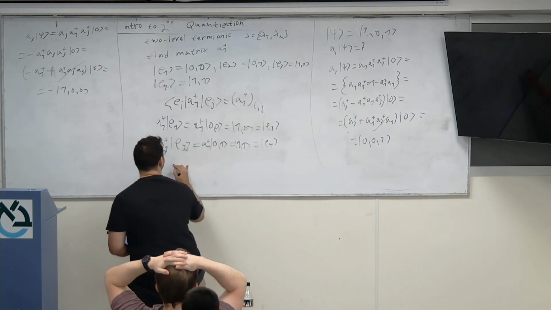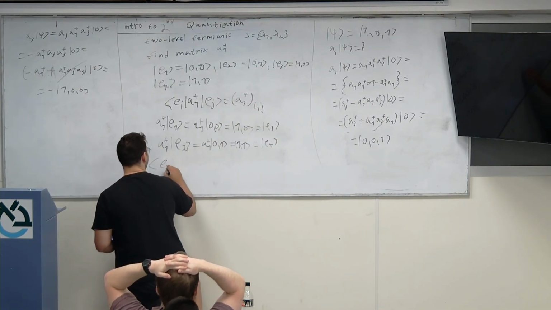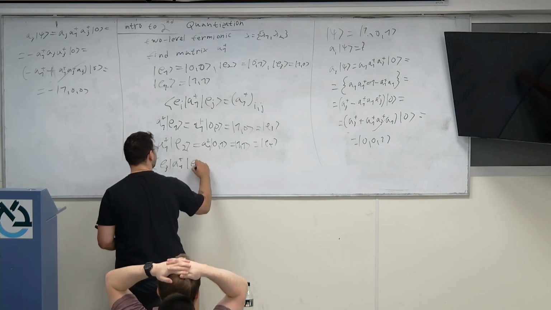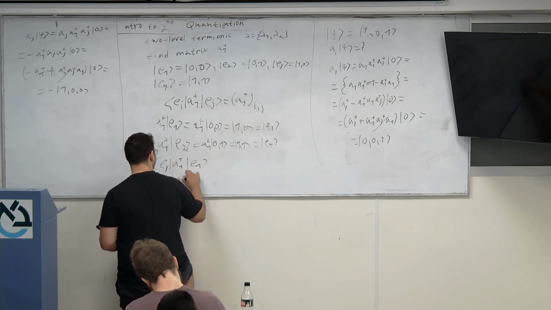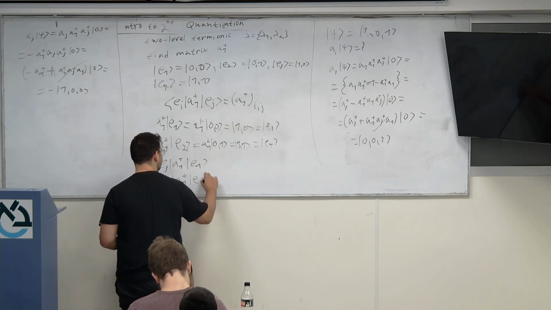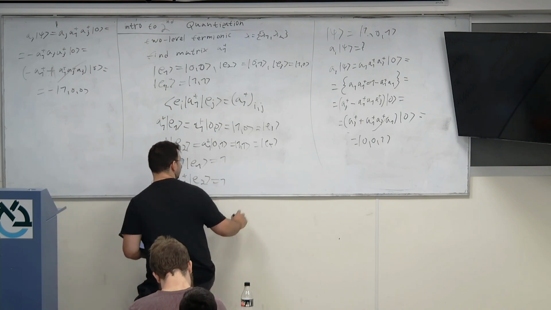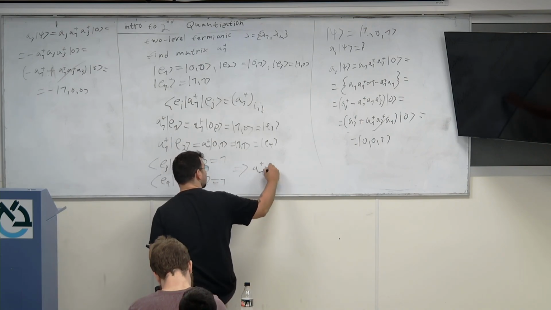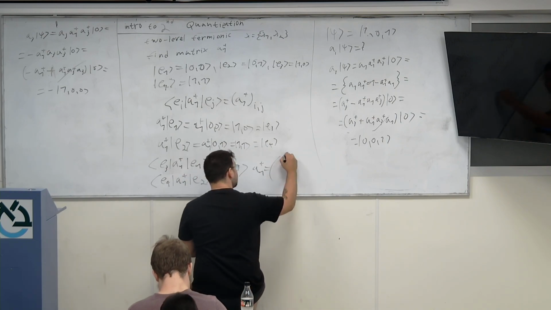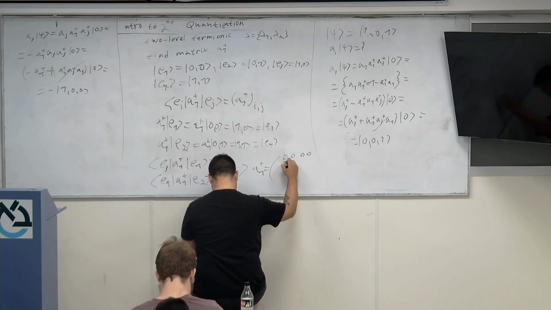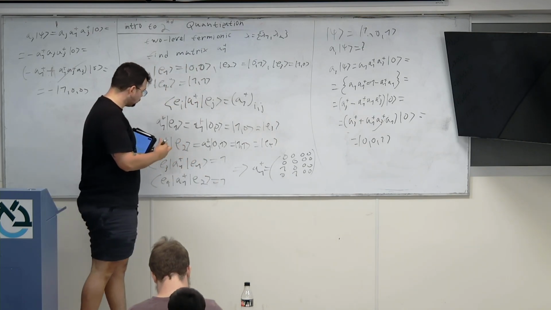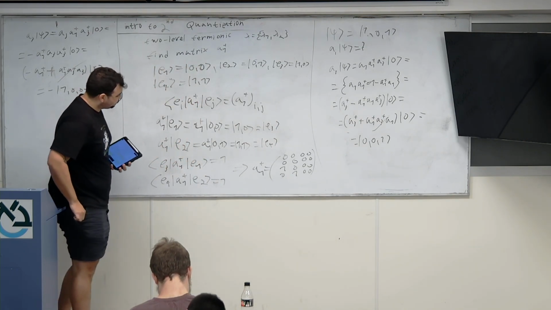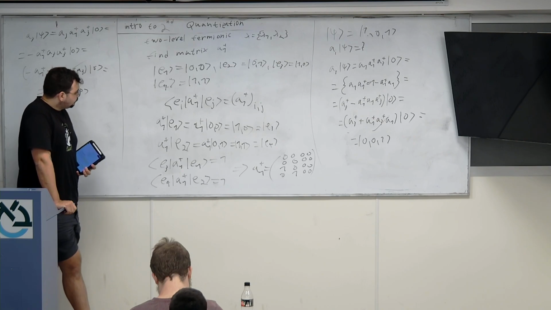So only E3 A1 dagger E1 and E4 A1 dagger E2 will be the only non-zero terms, which will give us A1 dagger equal to 0, 0, 0, 0, 0, 1, 0, 0, 0, 0, 1, 0, 0. Short and quick.